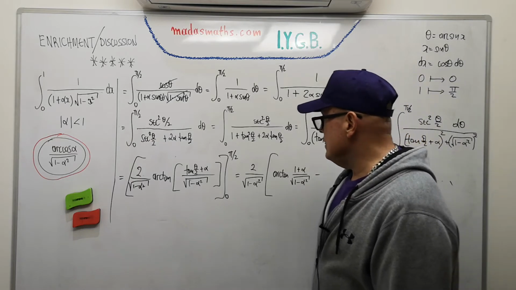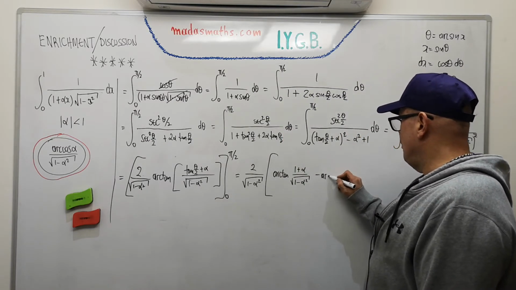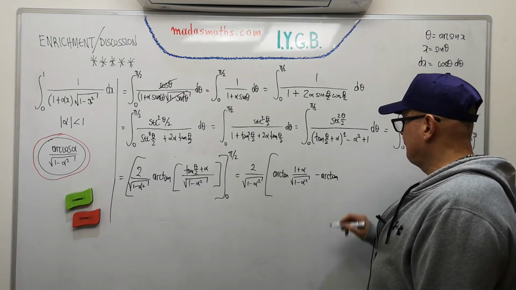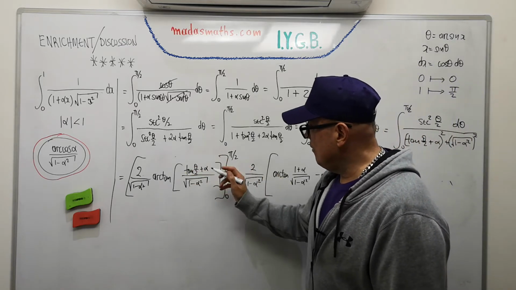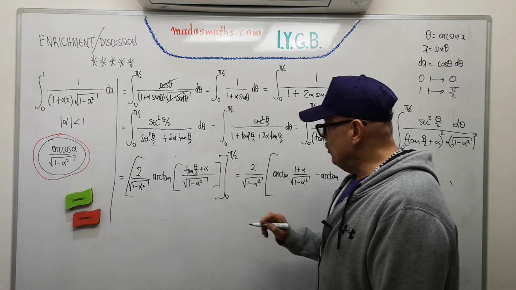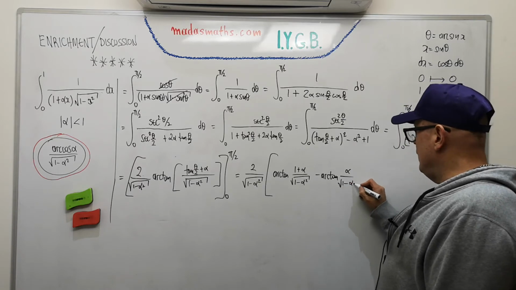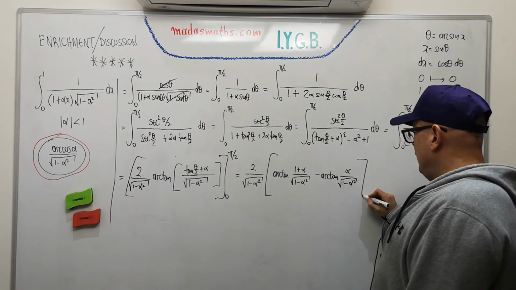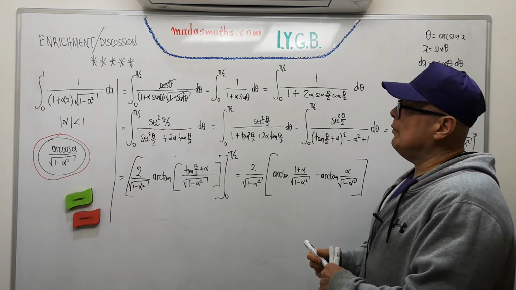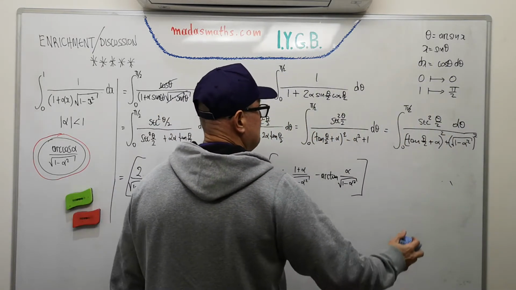Minus, is the lower limit 0? No, it's not, annoyingly. So that's the arctan. When we're putting 0 in this, unknowingly we got this plus alpha. This will die, but we got an alpha over the square root of 1 minus alpha squared. So of course now integration has finished, evaluation has finished.